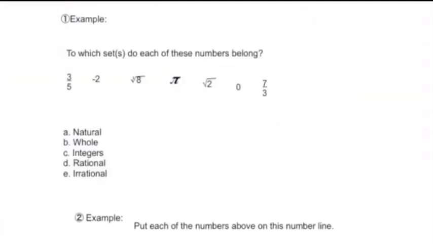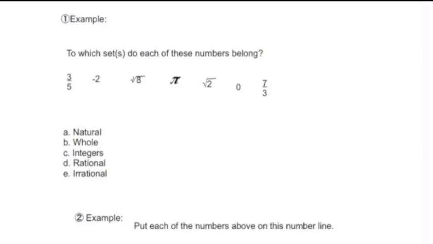So let's do this example 1. To which sets do each of these numbers belong? Well, we've already talked about pi. That's a little bit of a giveaway. Now, when I'm asking about which set they belong to, I'm asking about the smallest set to which they belong. So for instance, a rational number could also be an integer, a whole number, and natural number.